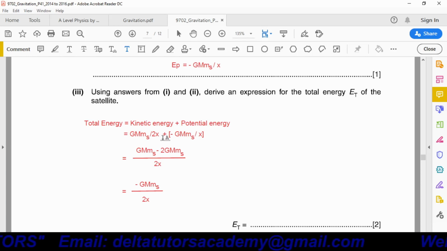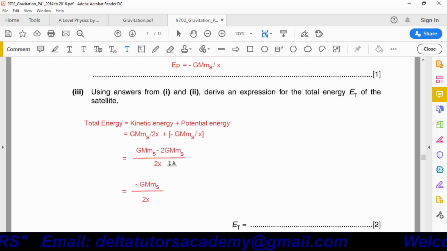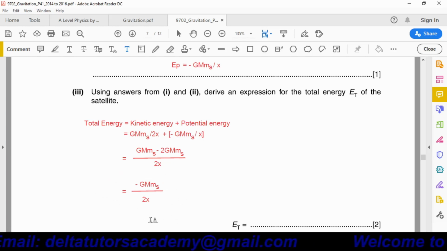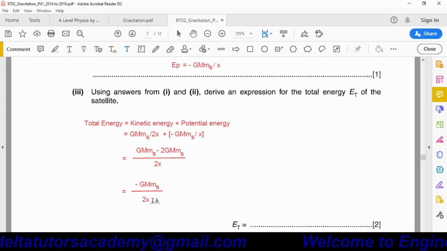Okay, now we just have to solve this one. We have to take LCM, and by taking LCM, we got this equation: minus G M m over 2x. So this is total energy of the system.